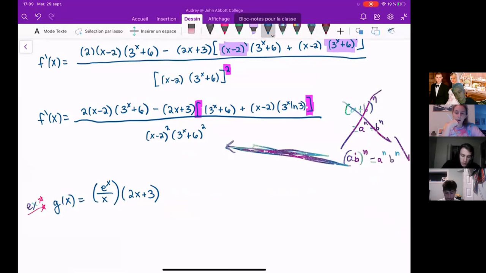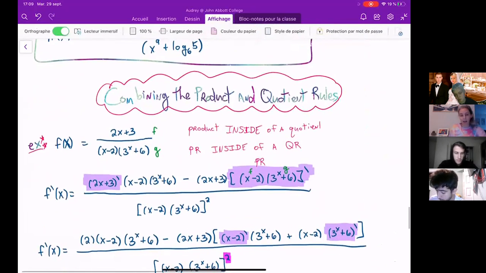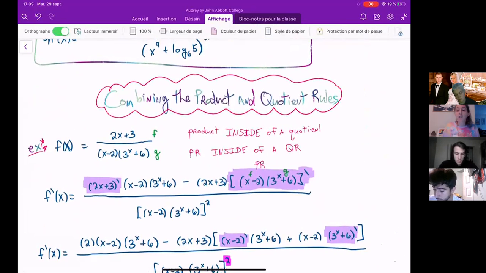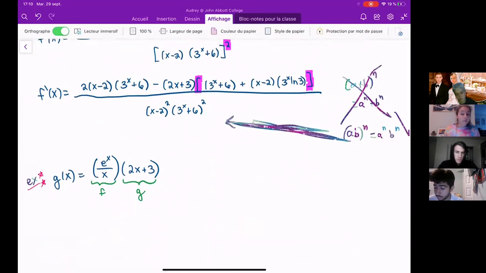So what's going on here? We have a product rule that has a quotient rule inside of it. You got it. So the big main thing that's happening here is I have two things being multiplied together. Over here, I had two things being divided. I had F being divided by G, and it just so happened that G was a product. And here, I have F times G, and it just so happens that F is a quotient.